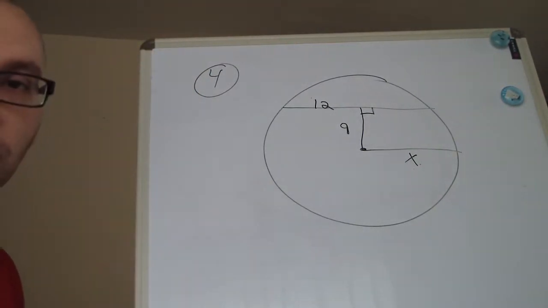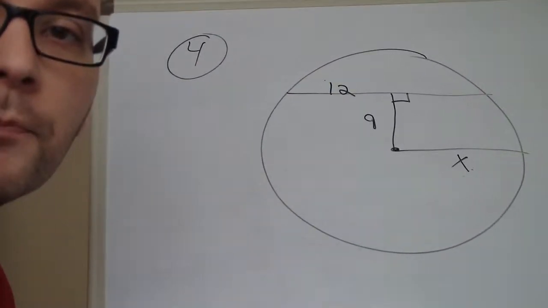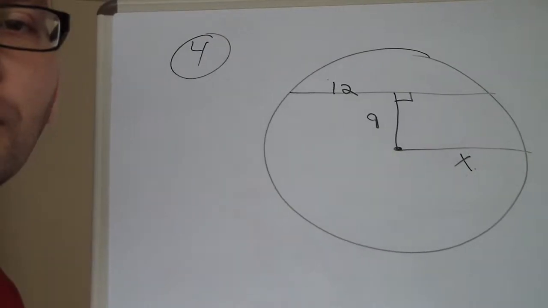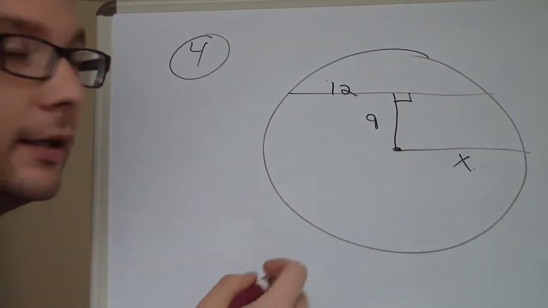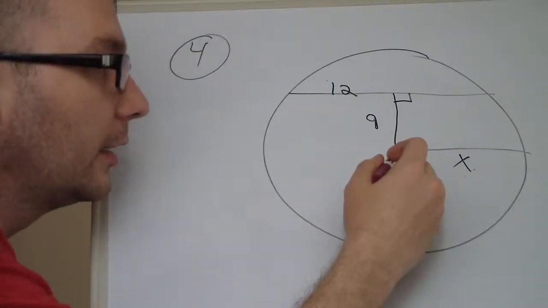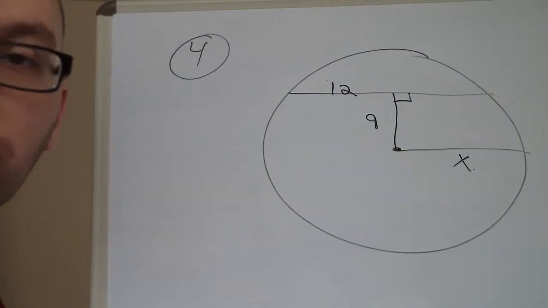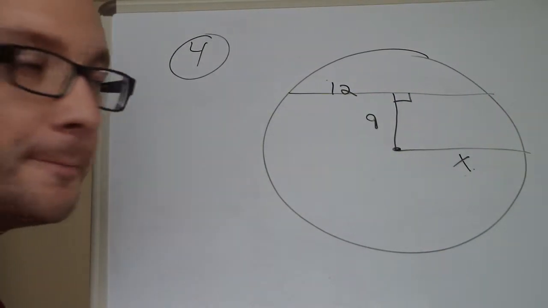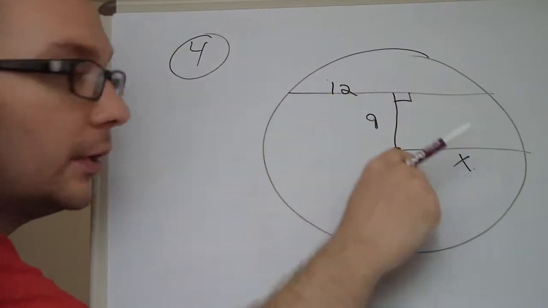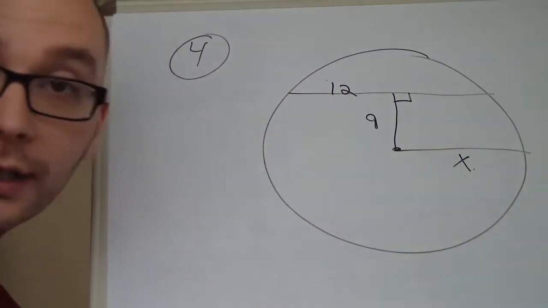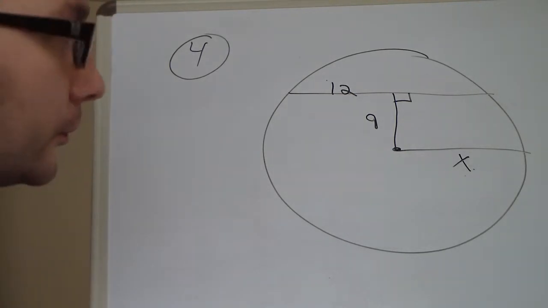So what we have is a circle, and let me zoom in a little bit here. We have a circle with a secant. This segment right here is what we call a secant. We have a segment that goes from the center to the secant, and it's perpendicular to it. Its length is 9. This piece right here of the secant is 12, and then the radius we're calling x. And again, our goal is to find x to the nearest tenth.